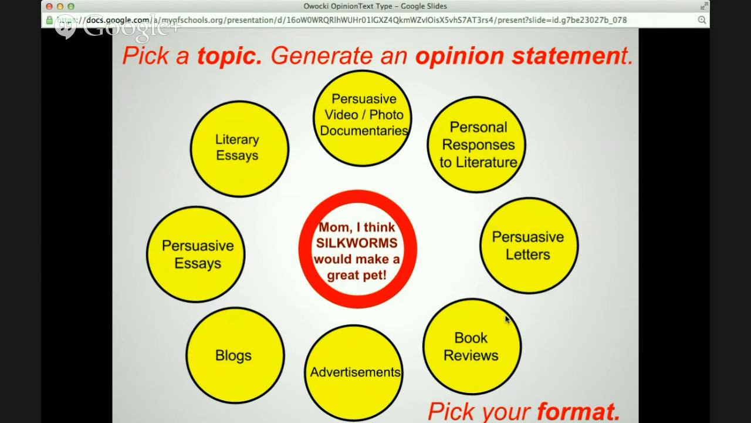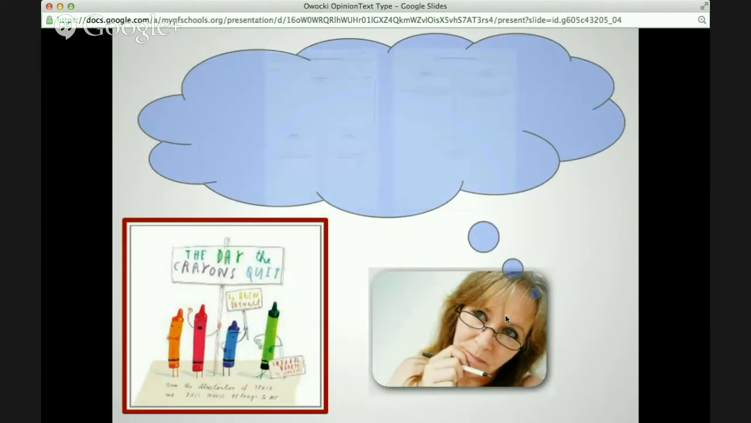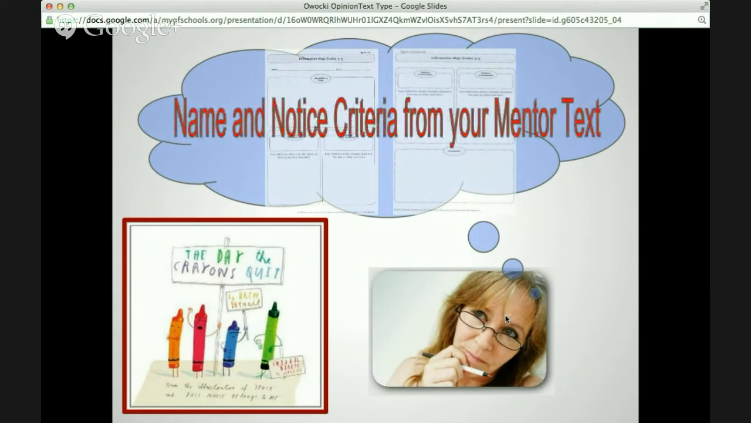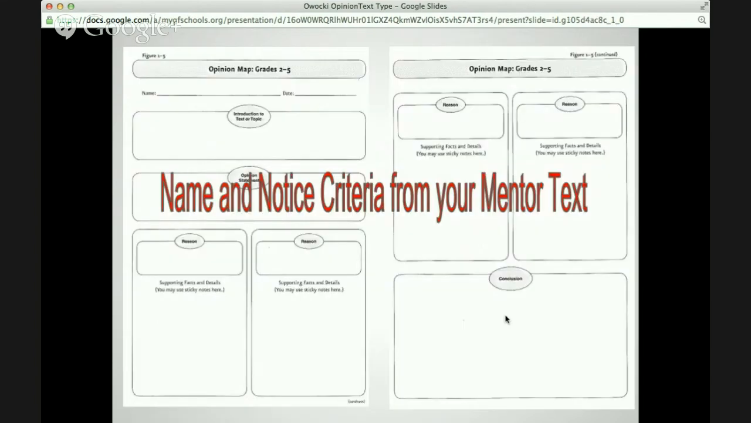So you pick a topic, you generate an opinion statement, and then you pick your format and you're ready to roll. And you would be helping the students then to think through their planning, the organizational structure, to name and notice the criteria for your grade level, and where that's exemplified in the mentor text that you are picking to show them.